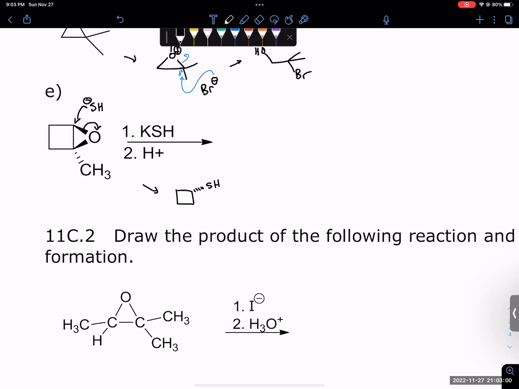So SH is going to hit it from the back. And this is going to be on a wedge. And this is going to be on a dash there. There's no change there because none of these bonds here are breaking. Okay, so these stay the same. And now you protonate that to form your final product.